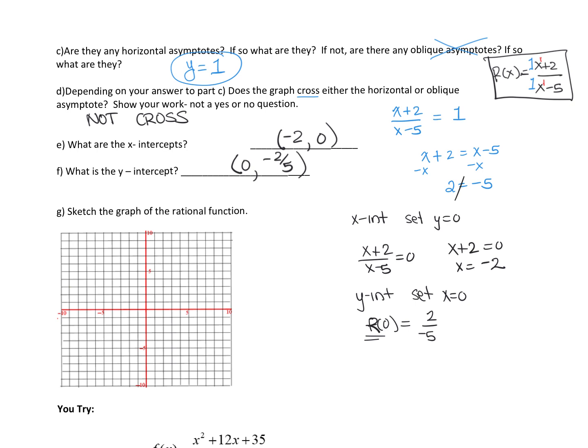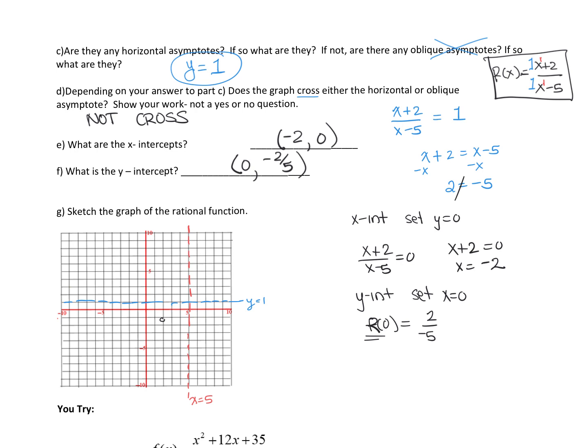So you might have to back up a little bit, but our vertical asymptote was at 5. So I'm going to draw that in here in red. And our horizontal asymptote was at 1. I'll put that in blue. So this is y equals 1, this is x equals 5. We know that we're going to have a hole at 2, -4/3. So I'm going to put the hole about here.